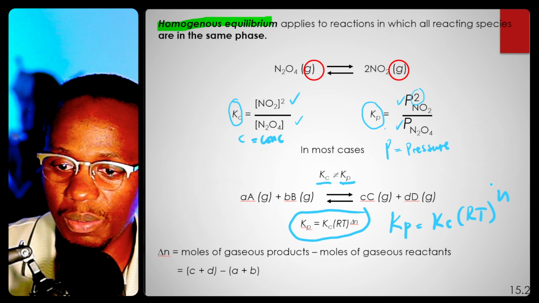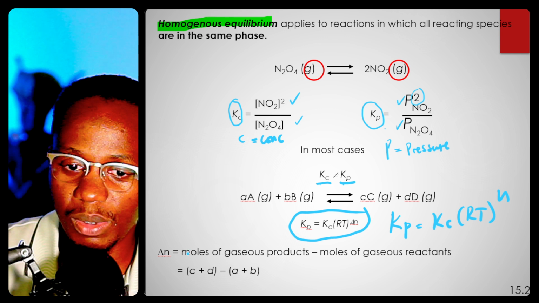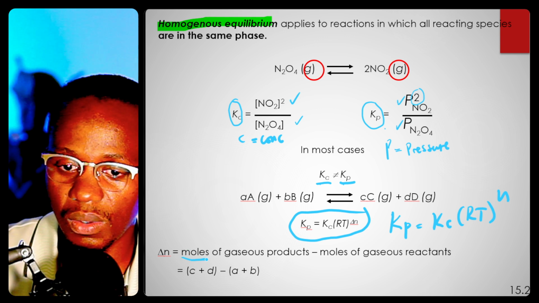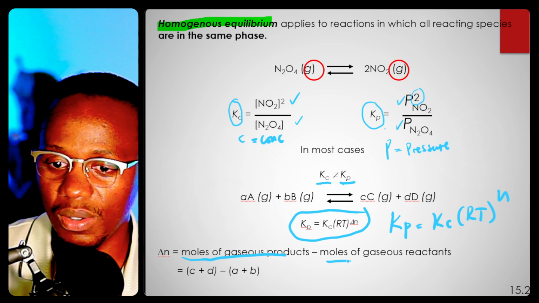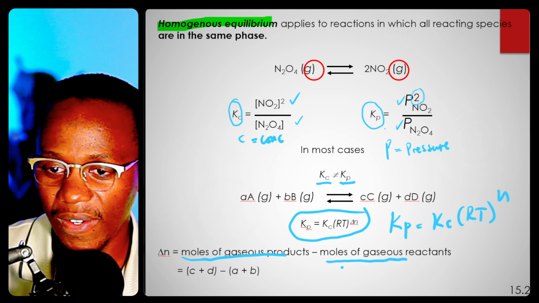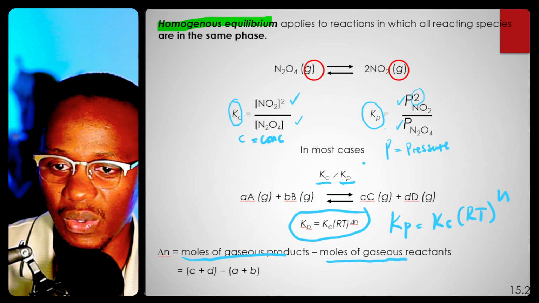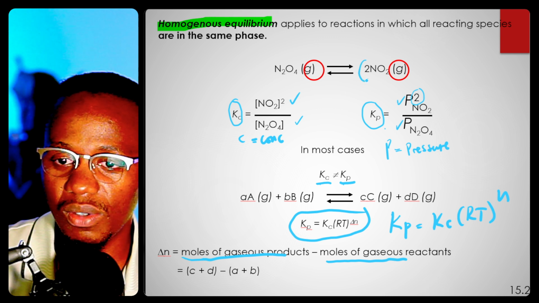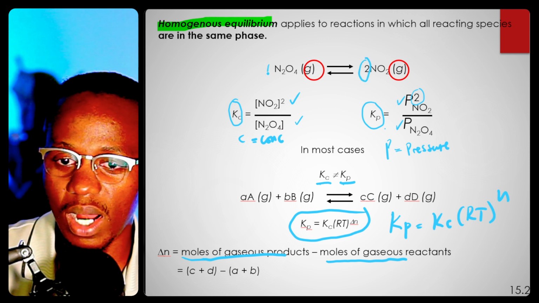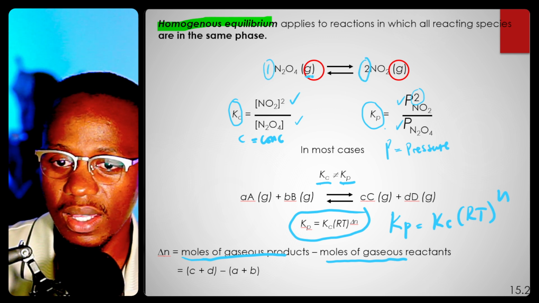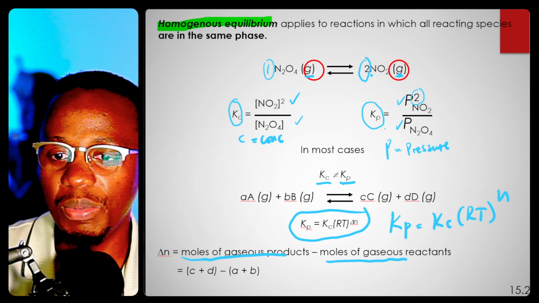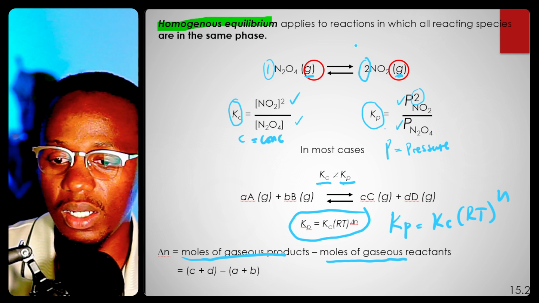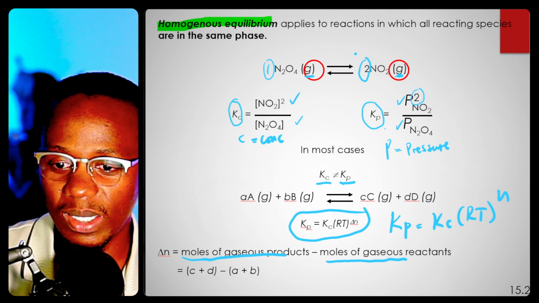And the n will be the difference between the moles of gas products minus the moles of gas reactants. So for example, here, how many moles do we have? We have 2 moles of the products. You have 1 mole of the reactants that are gas, right? So delta n will be equal to 2 minus 1. It will be 1. Does that make sense?